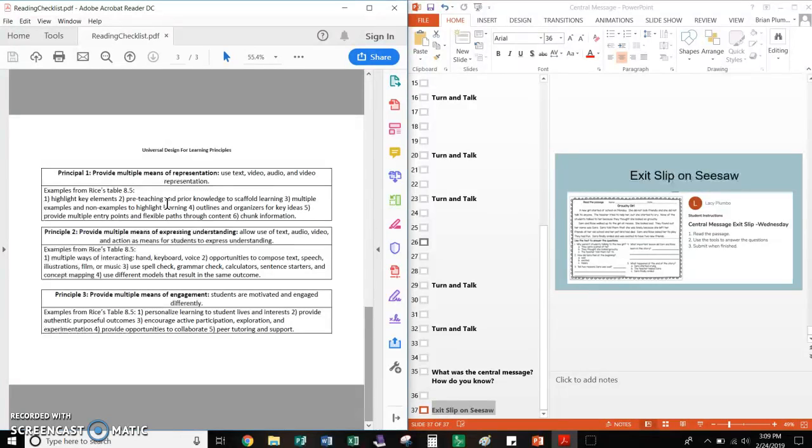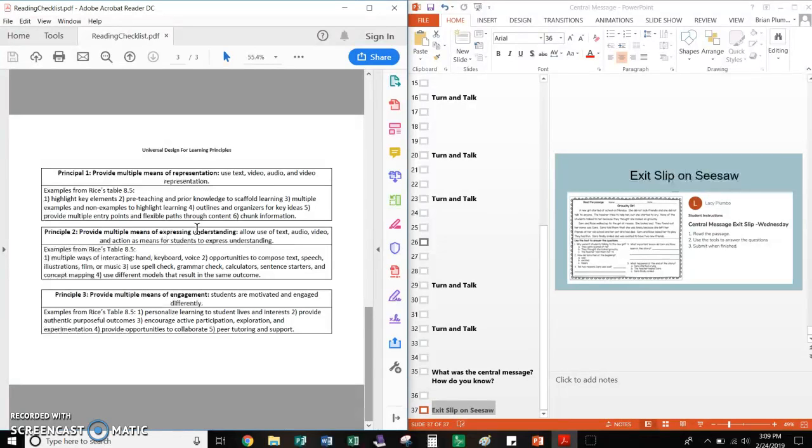Outlines and organizers for key ideas. I did have their graphic organizer where they were able to keep track of the information that we were reading. In the Seesaw exit slip is where they were able to have multiple entry points. I do feel like I did chunk the information using the PowerPoint, where we would read a few pages, we'd stop, we'd fill out the organizer, as opposed to just reading the story and then being like, here you go, let's fill this organizer out.